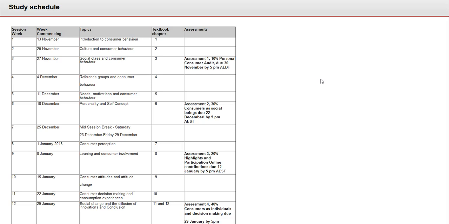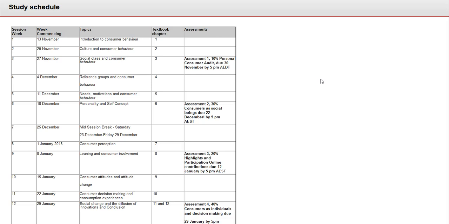Firstly, last week we had a look at an introduction to consumer behaviour. This week we're studying some aspects of culture, and next week on the 27th we're looking at social class, followed by reference groups. And in week 5, we're looking at individual needs, motivations, and consumer behaviour, followed by personality and self-concept. In the middle, from the 23rd of December to Friday the 29th, there's a mid-semester break, and we come back on the 1st of January, looking at the topic of consumer perception.